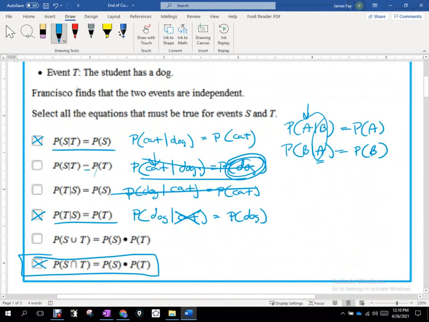That's what I don't like about some of the questions on the test, because I think that's a very thoughtful process, trying to analyze what they're getting at here and all the ways that you can check to see if two events are independent. Yes?